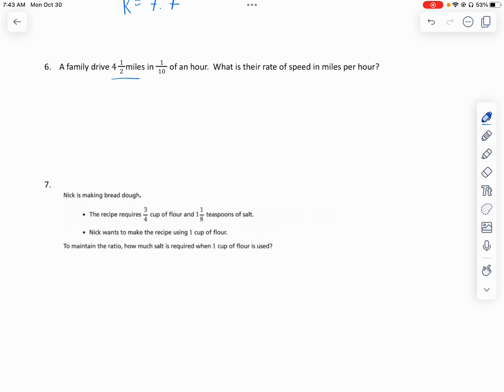A family drove 4.5 miles in 1/10 of an hour. What is their speed in miles per hour? Miles per hour means you want the miles over the hours. So it's 4.5 divided by 1/10, which is equal to 45. So it is 45 miles per hour.